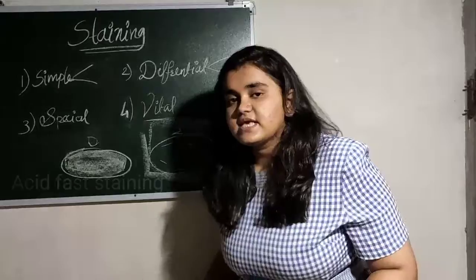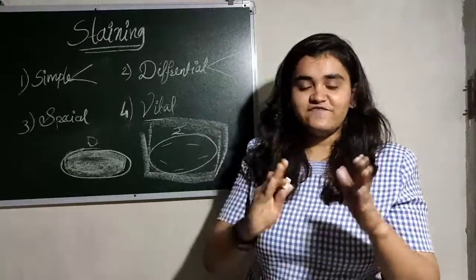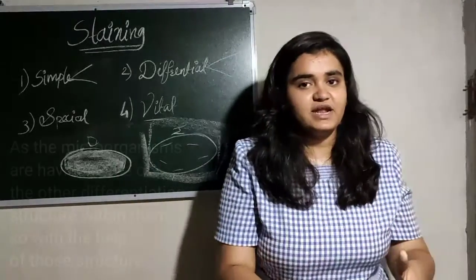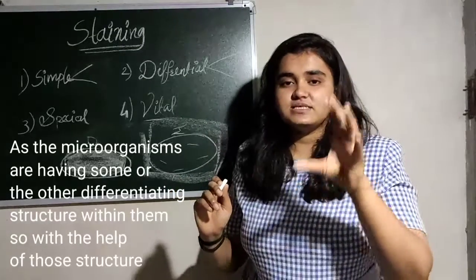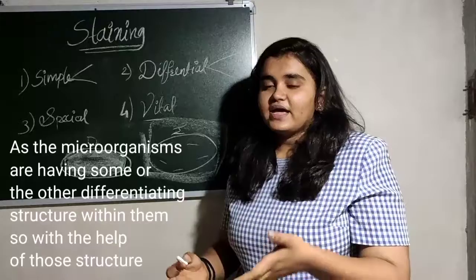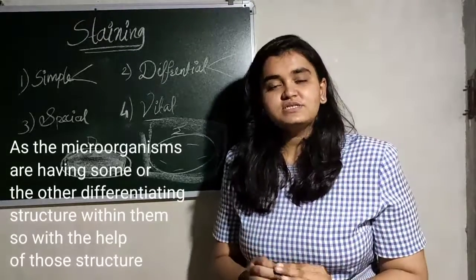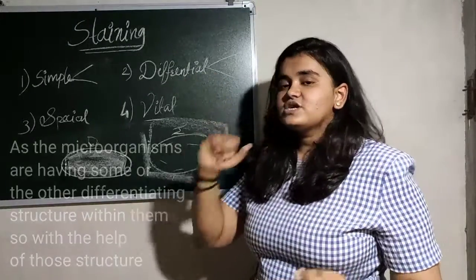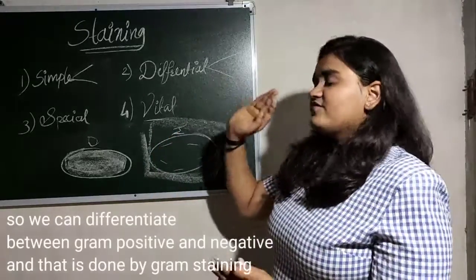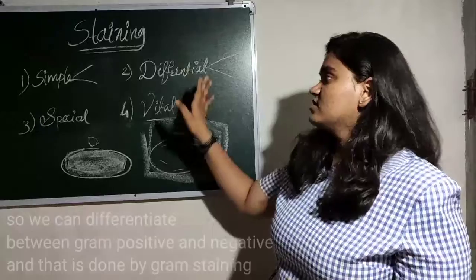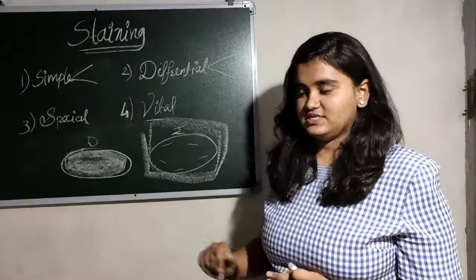This also helps us to differentiate, as they have some or other different type of structure in their cellular mechanism or cellular constituents. So differential staining helps us to identify that difference, so we can differentiate those microorganisms, right? So that is all about differential staining.